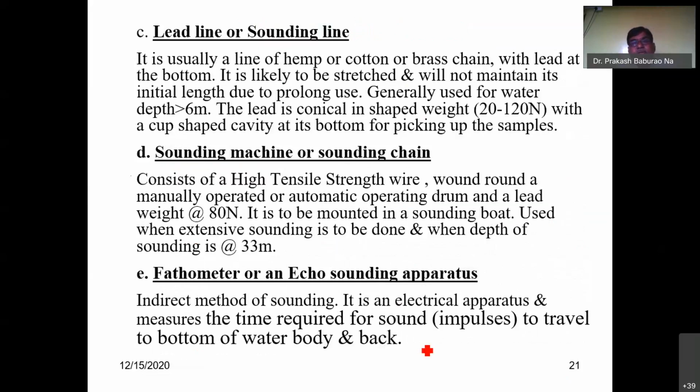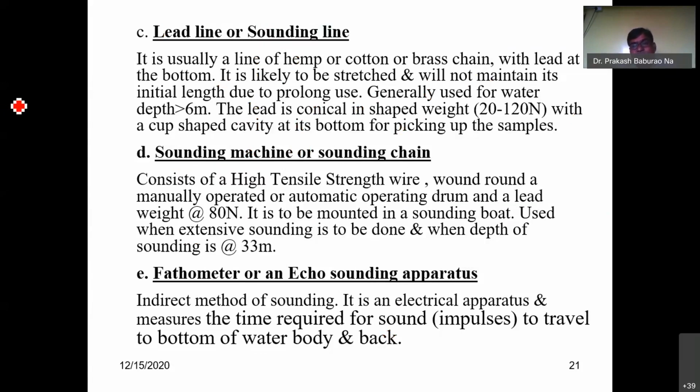Then the lead line or sounding line, where you have to keep the weight. It is usually a line of hemp or cotton or a brass chain, and at its bottom you have to fix up the weight so that it will be vertically placed into the water body, and definitely you get the observations with the help of the lead line or sounding line, and graduations are to be marked on this lead line.